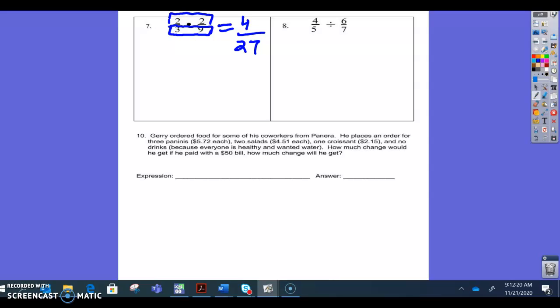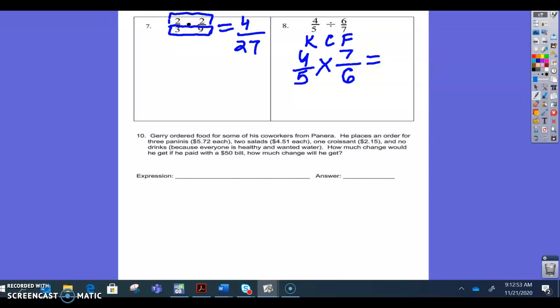Okay. All right. Now for the division, we don't do division. We do keep, change, flip. So I'm going to keep my 4 over 5. I'm going to change my division into multiplication because the opposite of division is multiplication. Multiplication and division go hand in hand. Addition and subtraction go hand in hand. And then I'm going to flip my next fraction. So I will take 7 on the top in the numerator and 6 in the denominator.